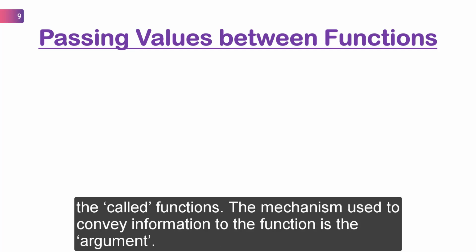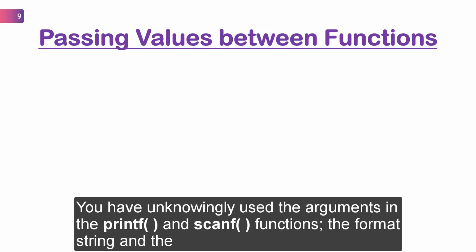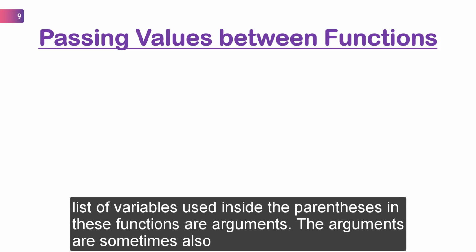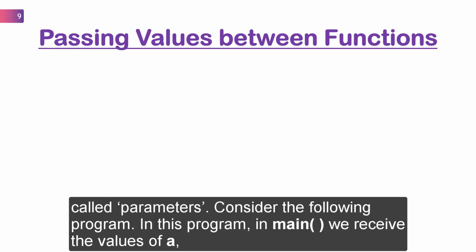The mechanism used to convey information to the functions is the argument. You have unknowingly used the argument in the printf and scanf functions. The format string and the list of variables used inside the parentheses in these functions are arguments. The arguments are sometimes also called parameters.